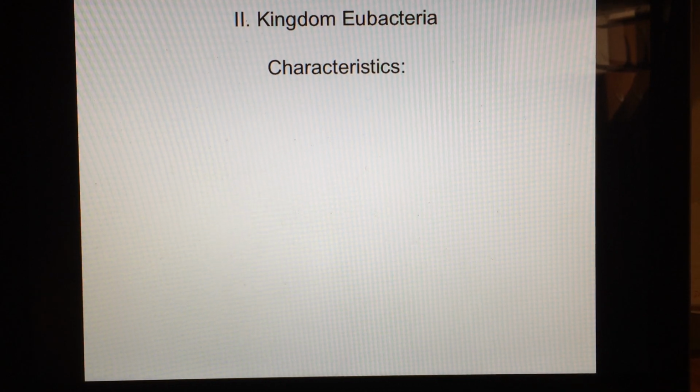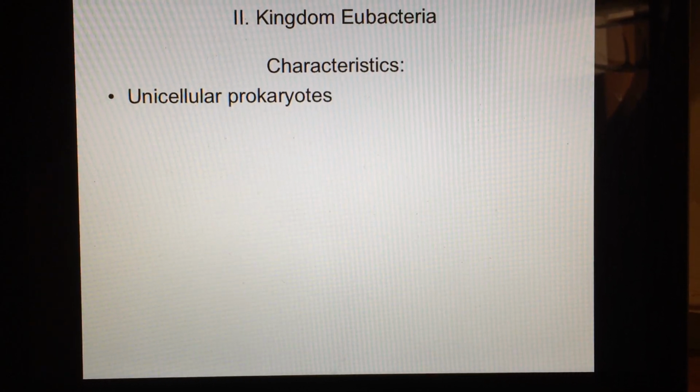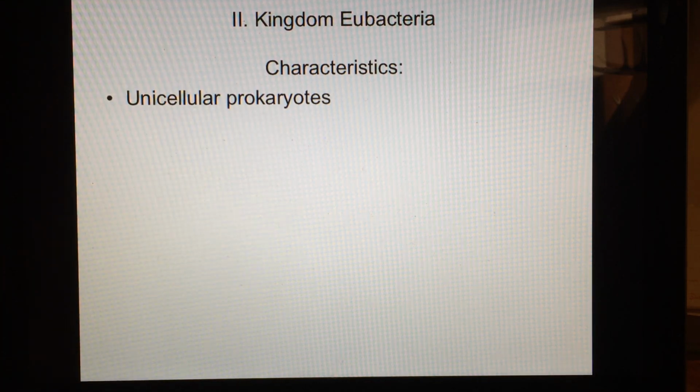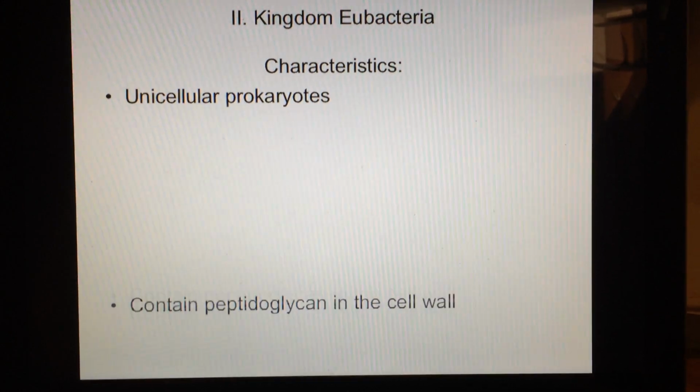Let's take a look at the characteristics real quick. Okay, they are all unicellular prokaryotes. You saw this on the last video. Prokaryotic cells do not have a what? Anybody remember? No nucleus, just a single piece of circular DNA. So if you have your notes at home, which you should, because you should pick them up today or tomorrow, kind of look that up in your notes from earlier. And then unicellular means that they're all one cell.